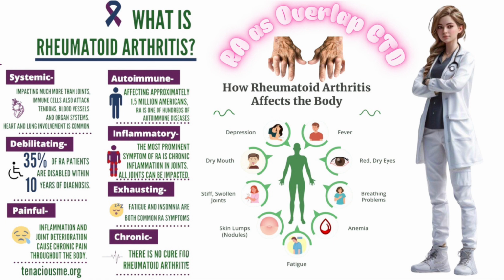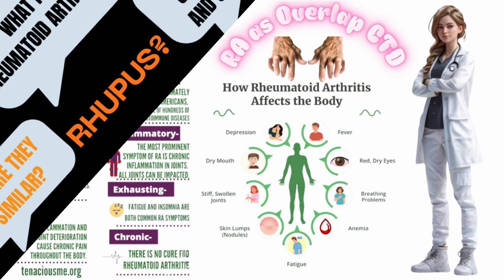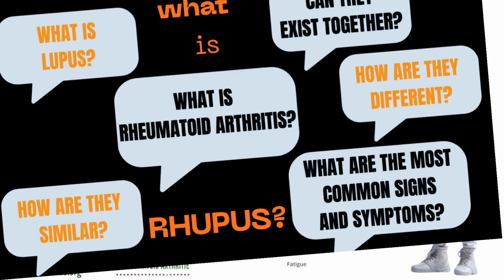The hallmark is symmetric small joint polyarthritis involving MCP, PIP, and wrist joints. Patients typically describe morning stiffness lasting more than 30 to 60 minutes, improving with activity. Key features include tenderness, swelling, and warmth over small joints. Over time, chronic inflammation leads to deformities like ulnar deviation, swan neck, and boutonniere deformities. In overlap cases, you might also see skin thickening from scleroderma, malar rash from lupus, or myositis-related muscle weakness, depending on which CTD is overlapping.